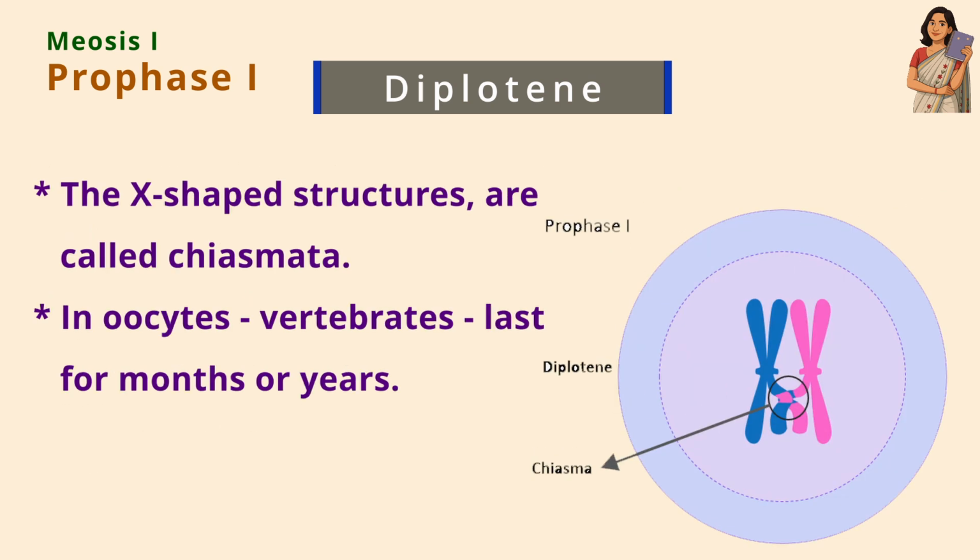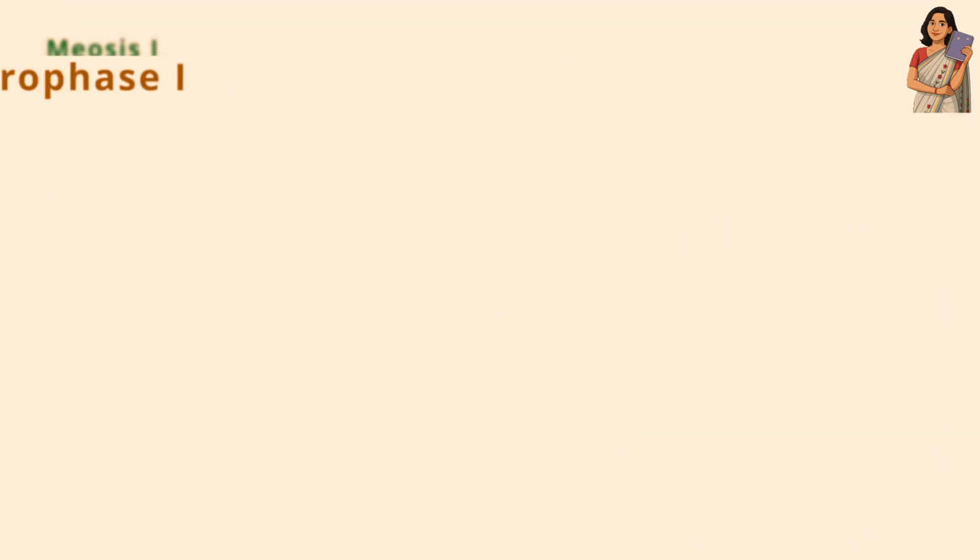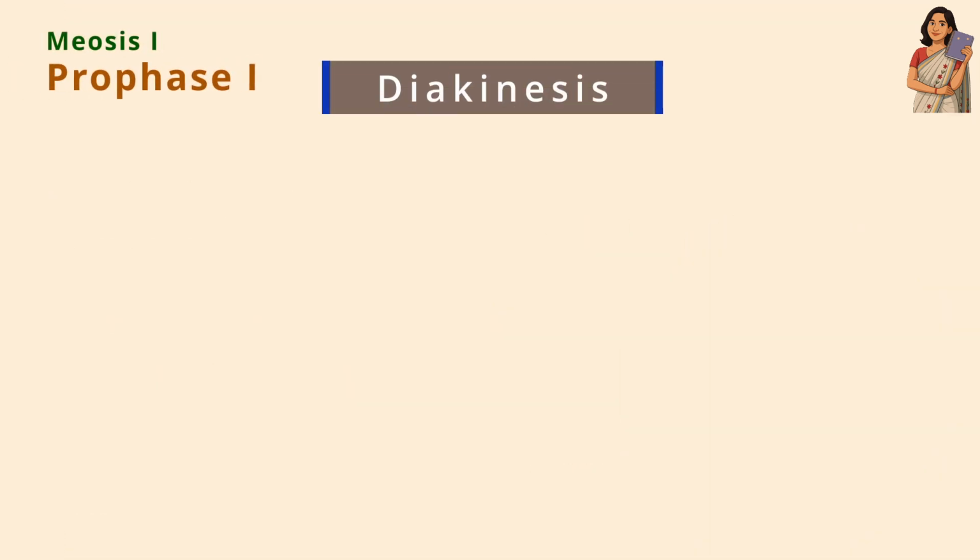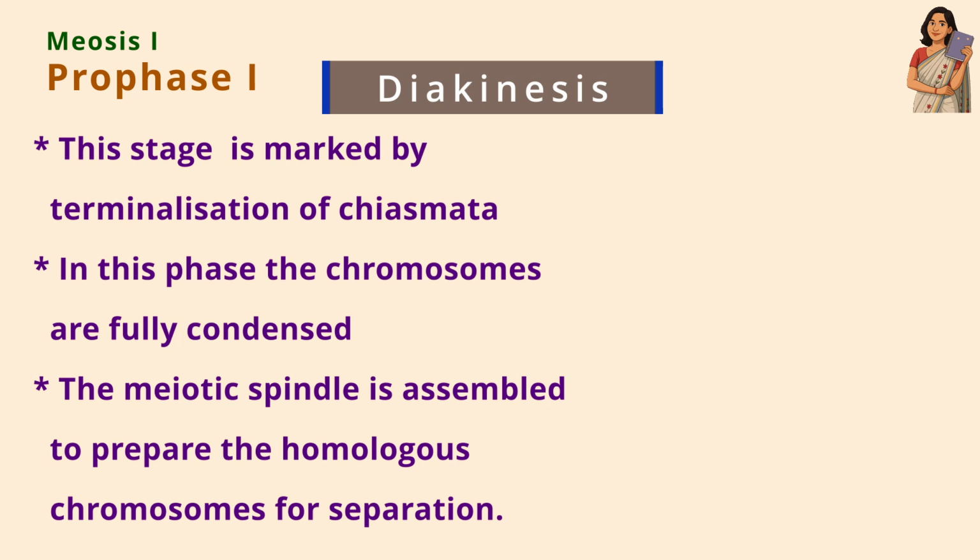The X-shaped structure is called chiasmata. Diplotene stage lasts for many months or years in the case of oocytes of some vertebrates. The last stage of prophase 1 is Diakinesis. This is the last stage, which is marked by terminalization of chiasmata.